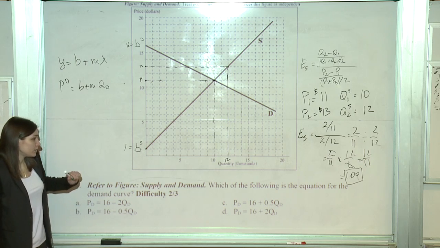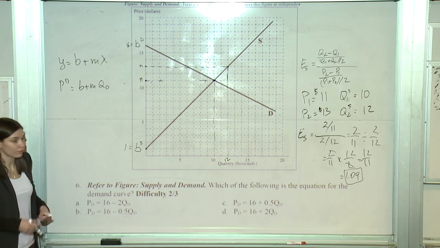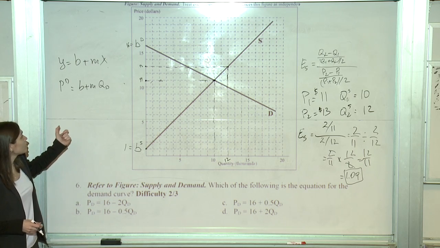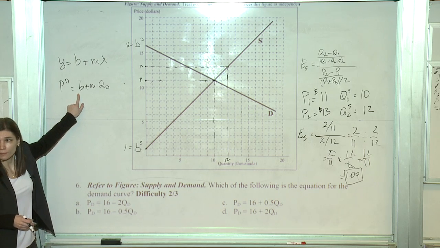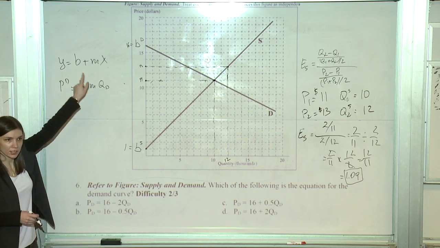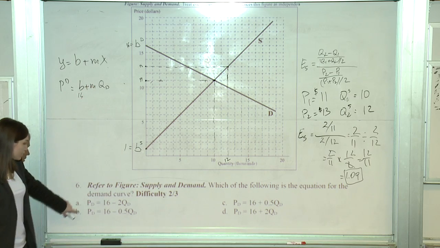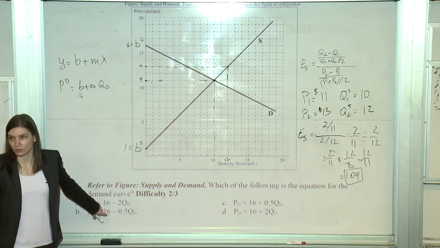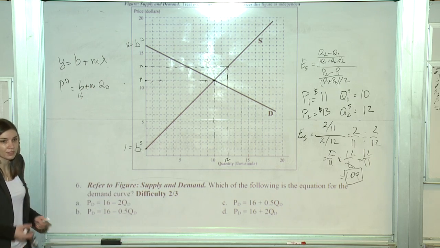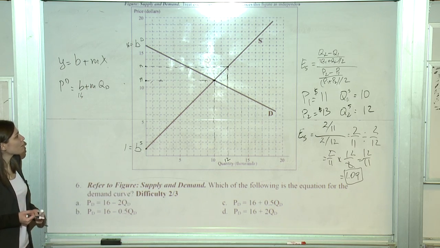I'm looking for the equation for the demand curve. So the first thing we can easily see is the intercept of that curve. 16, right? We already know that. So this is 16, and that eliminates none of the answers, because all of them have an intercept of 16. However, what else do we know about the demand curve?